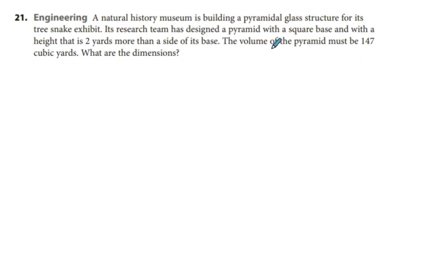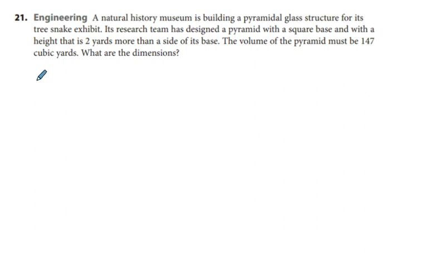21. The Natural History Museum is building a pyramidal glass structure for its tree snake exhibit. Its research team has designed a pyramid with a square base with a height that is 2 yards more than the side of its base. The volume of the pyramid must be 147 cubic yards. What are the dimensions?